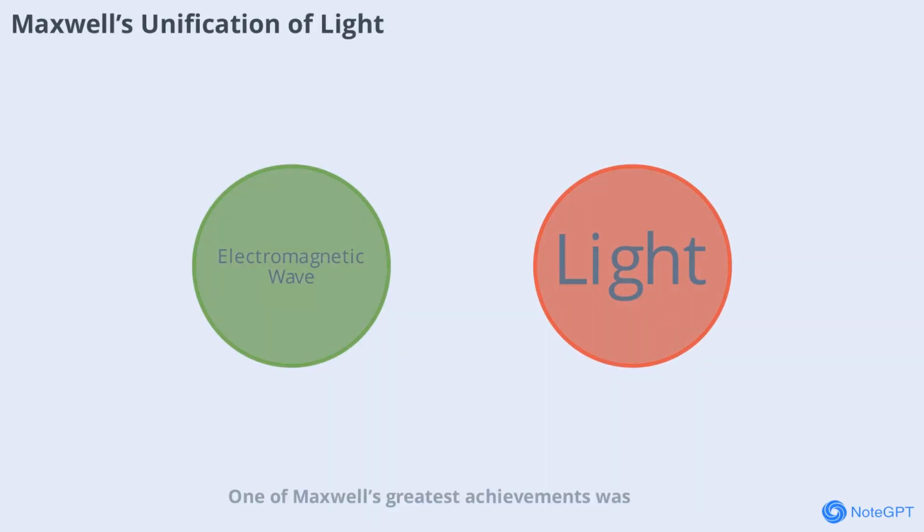One of Maxwell's greatest achievements was showing that light is an electromagnetic wave. By combining his equations, he predicted that oscillating electric and magnetic fields could travel through space at the speed of light. This discovery unified the fields of electricity, magnetism, and optics, revealing that visible light, radio waves, and X-rays are all part of the same electromagnetic spectrum.